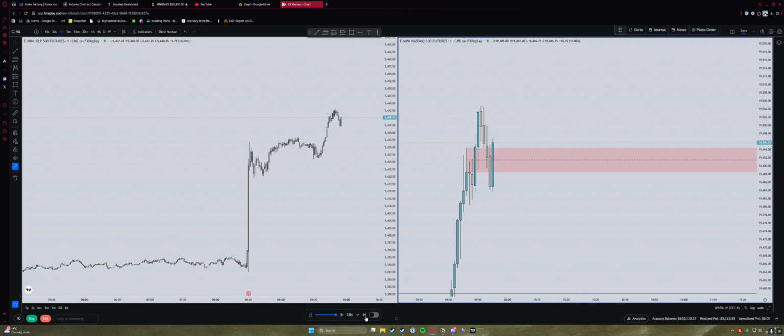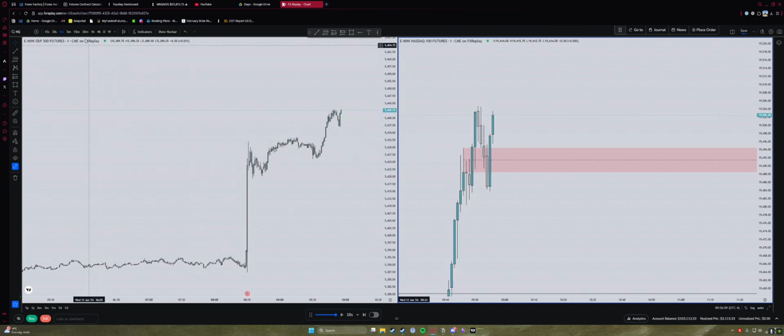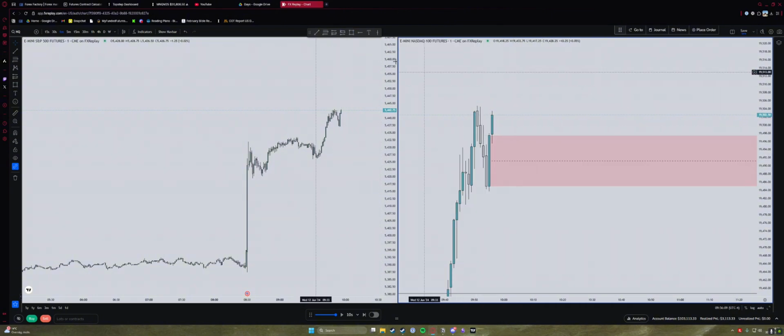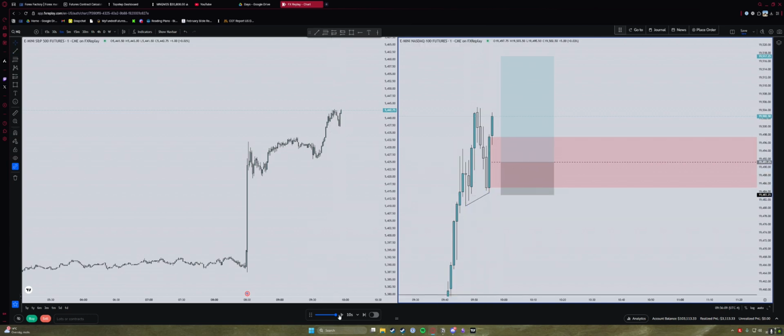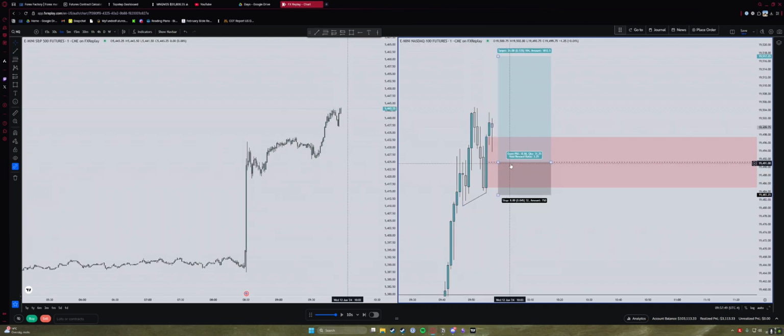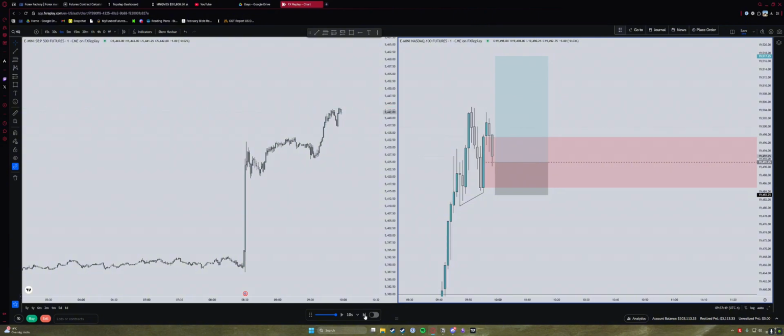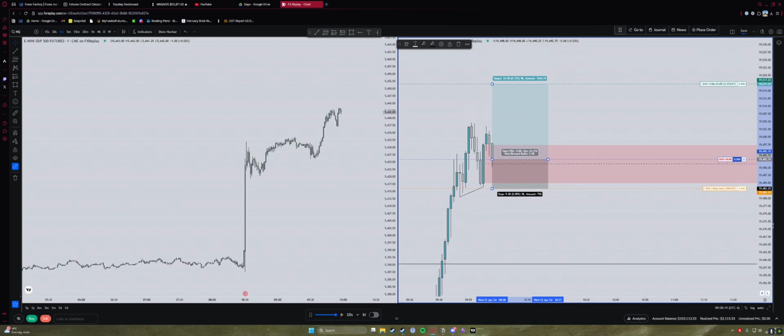No. Okay. Yeah, I might take longs from this if we can tap back into the 50% of it. Also SMT at lows. Let's see if we can get a tap back into it. Yeah, I might get a kind of late entry here, but I'm still going to take it.